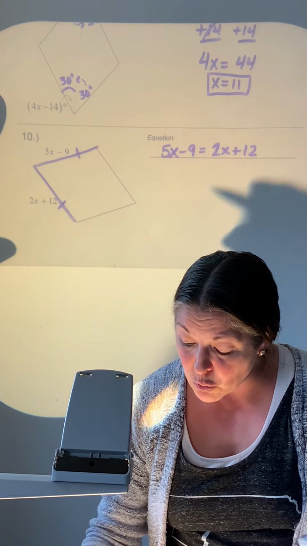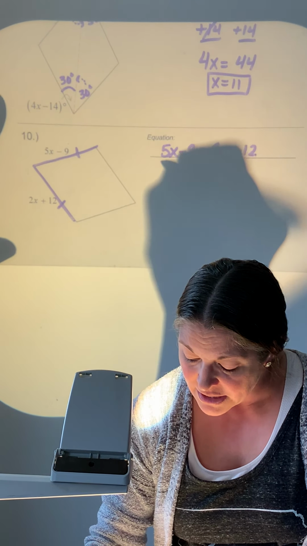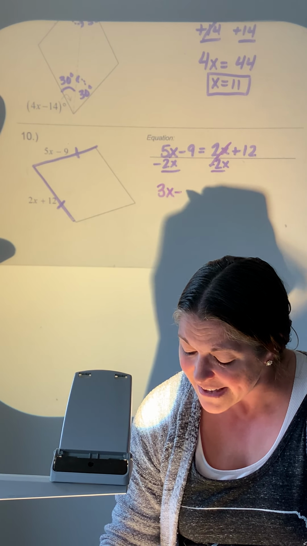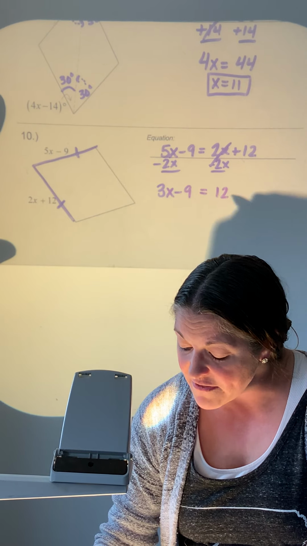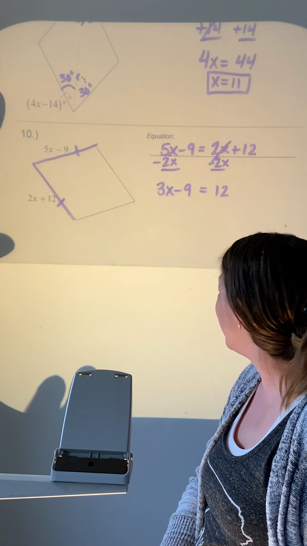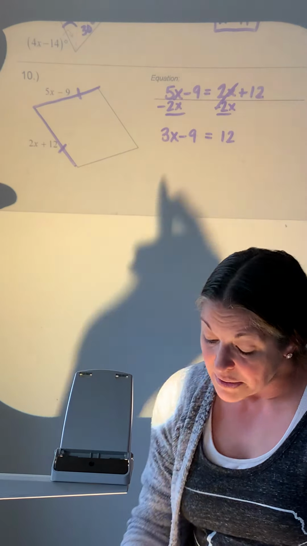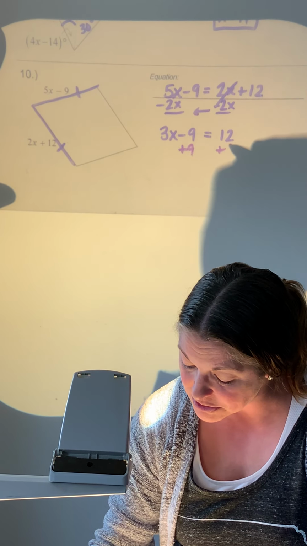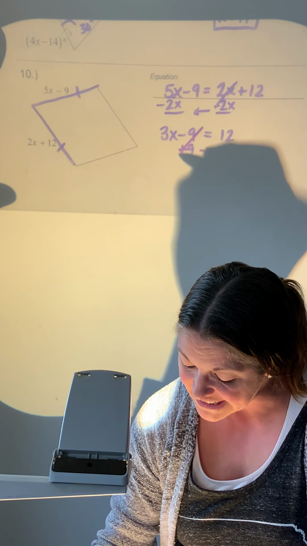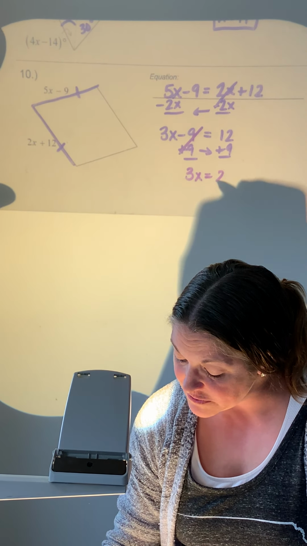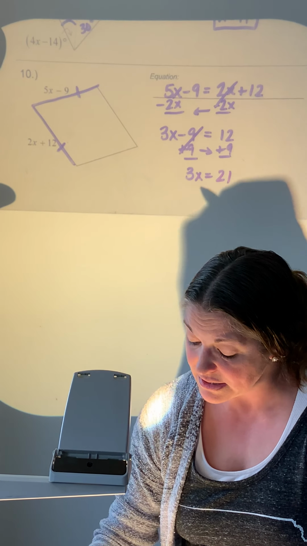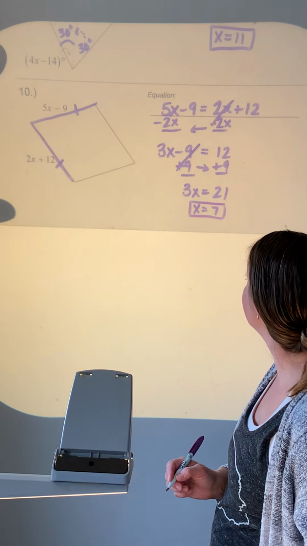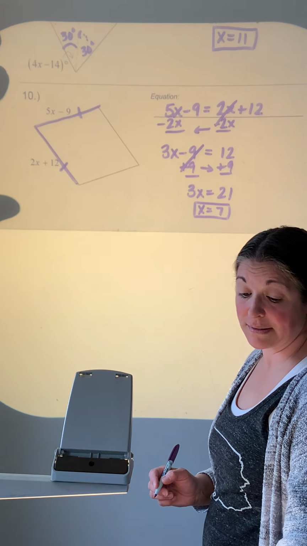Let's move our letters to one side, numbers to the other. Again, I'm going to move the 2x because that way I'll get a positive 3x. If I moved the 5x to the other side, I'd have a negative, and I just don't want to deal with that. But again, because I moved my letters to the left, I'm going to have to move my numbers to the right. It's a balance. That gives me 3x equals 21. Divide by 3, and we'll get 7. And that is the rhombus, okay?